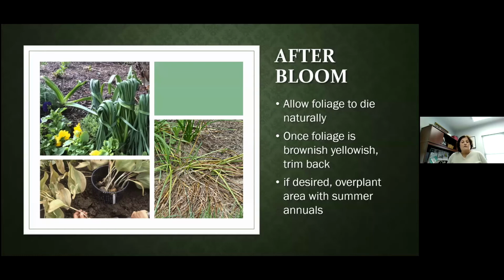You sort of look for foliage that is brownish yellowish, and then you can trim it back. But it is best for you to leave them as long as you can, because those leaves are helping to store energy in the bulbs for next year, to create next year's plant. So the longer you can leave them, the better off you are.